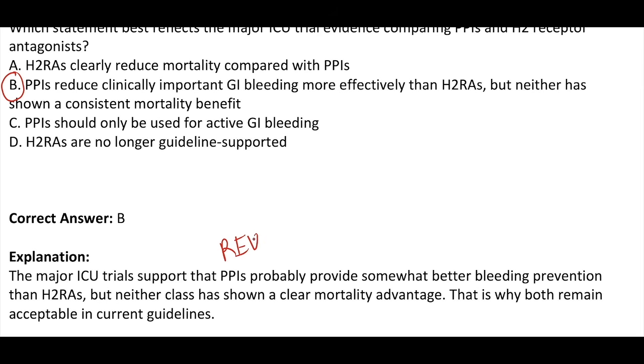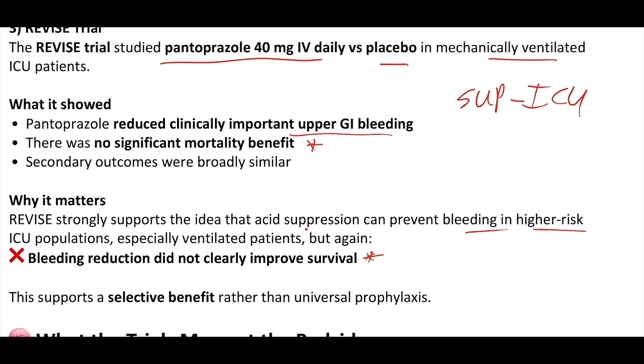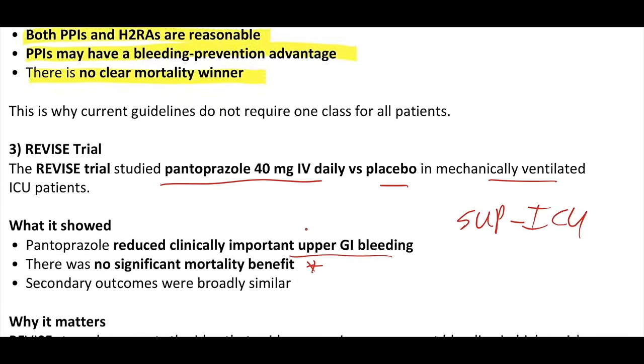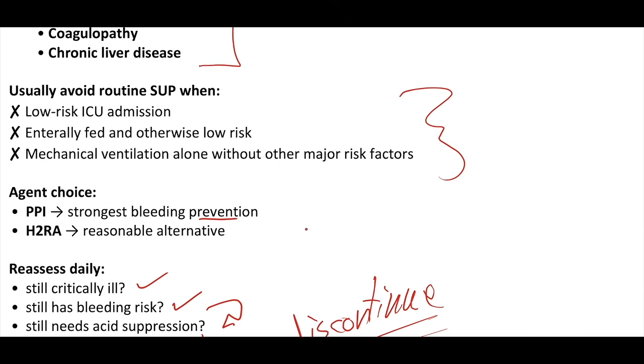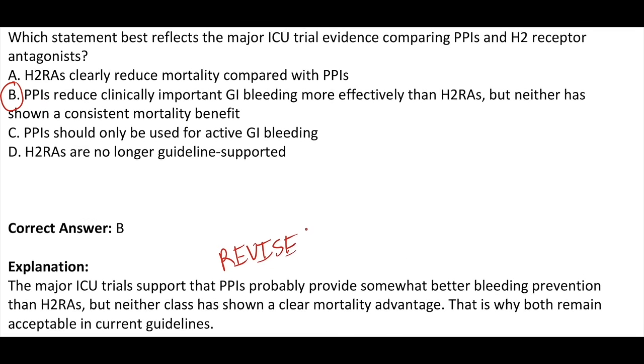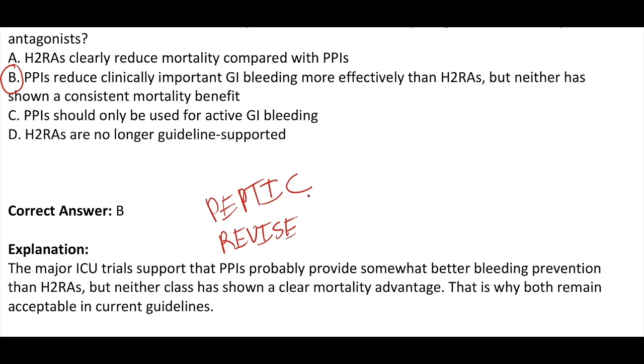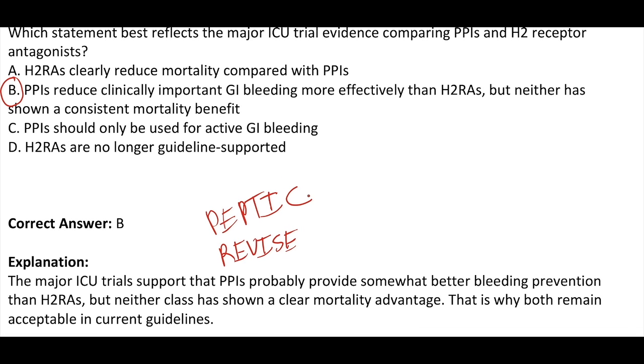These were seen in the trials like Revise, and oh boy, are we going to forget the name of the other one? We're going to scroll back up. You'll have to forgive us. Here it is, Peptic. Revise and Peptic. See, we're learning too. Look at all of us learning together. Revise and Peptic were the 2 trials comparing the 2 that supported PPIs probably have better bleeding prevention, but neither has shown a clear mortality benefit.